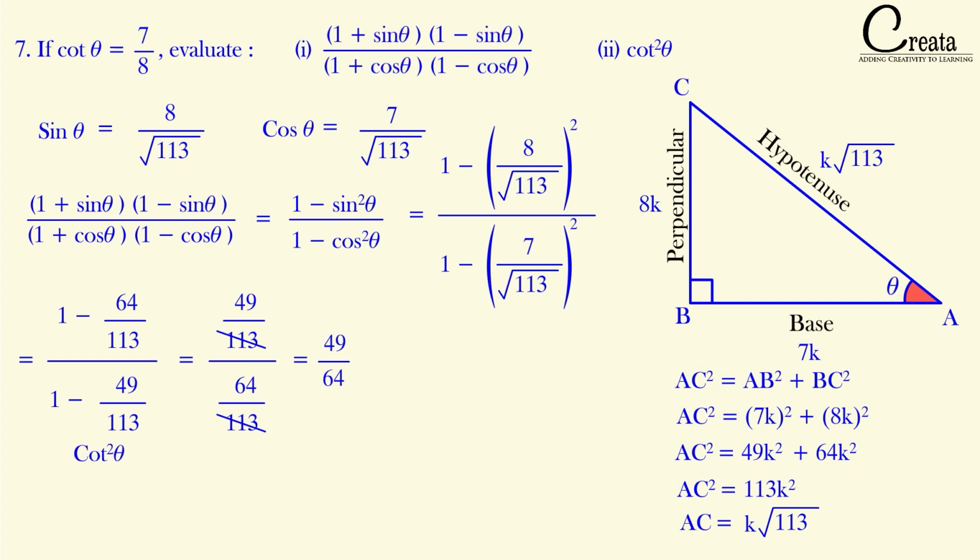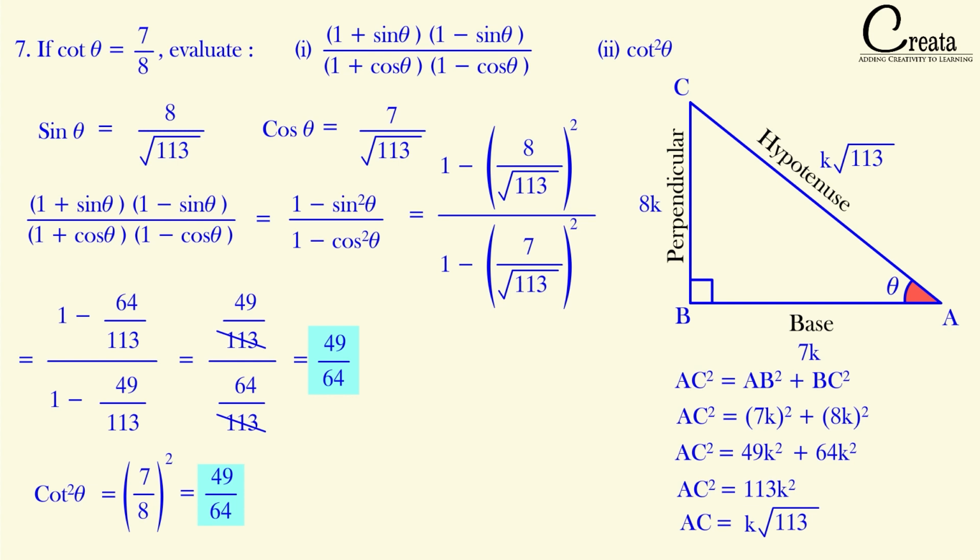Let's move to the second part. In the second part, we have to calculate the value of cot square theta. And in the question, cot theta is given as 7 by 8 and cot square theta will be equal to 7 by 8 whole square. Let's do the squaring. We got the answer as 49 upon 64. That is the answer of this question. Got it? Just note that answer of both the parts is 49 upon 64.